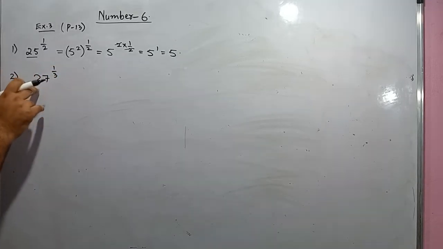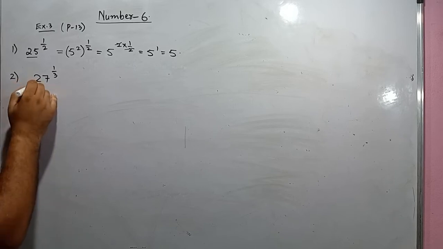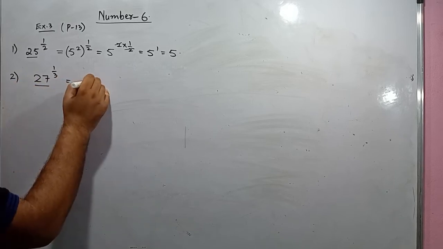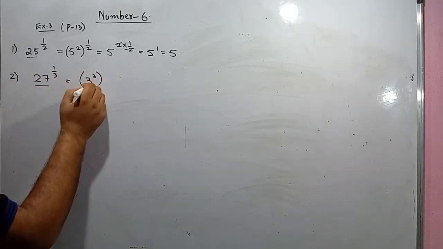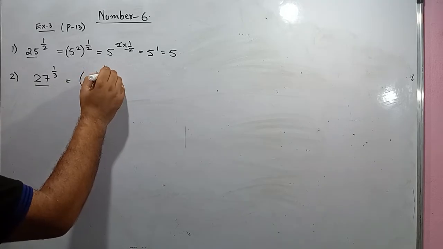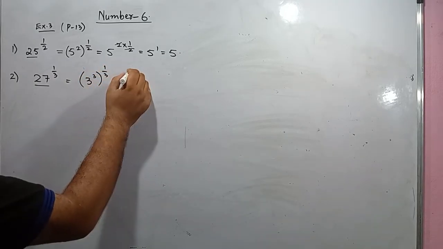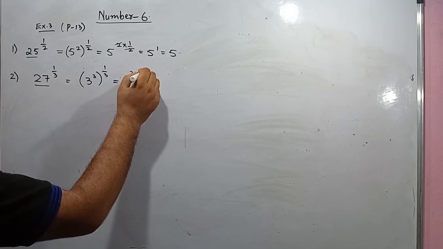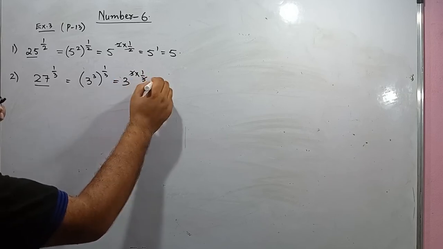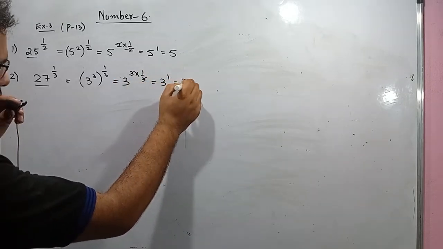Coming to the second one, it is 27 to the power 1 by 3. Instead of 27, I can write here 3 cube, whole to the power 1 by 3. Then 3 to the power, this 3 and 1 by 3 are in multiplication. 3 into 1 by 3, 3 cancels, it's 3 to the power 1, which is equal to 3.